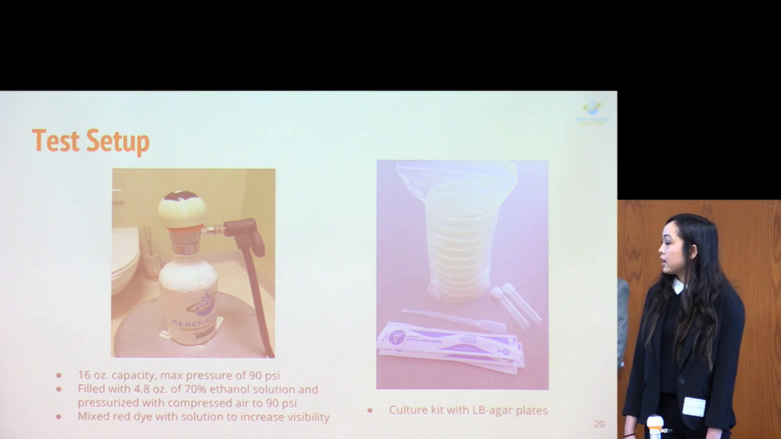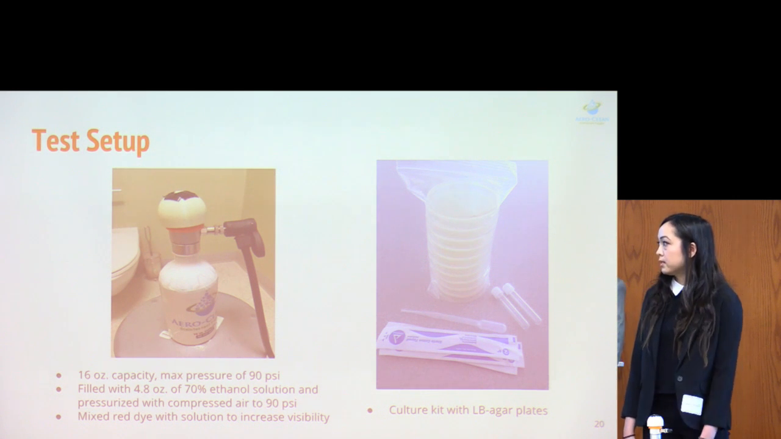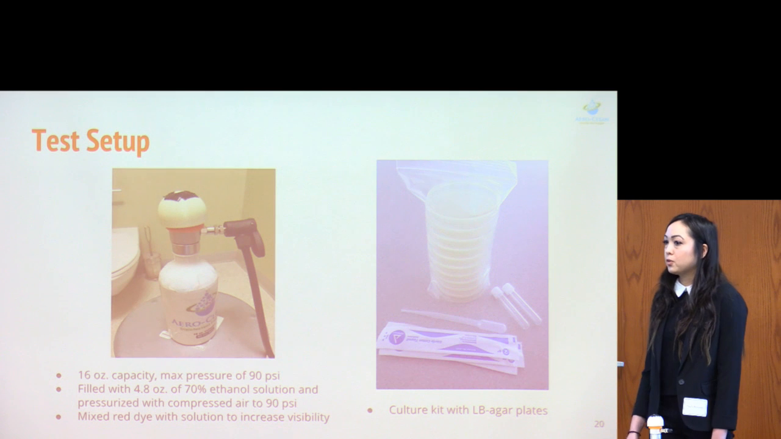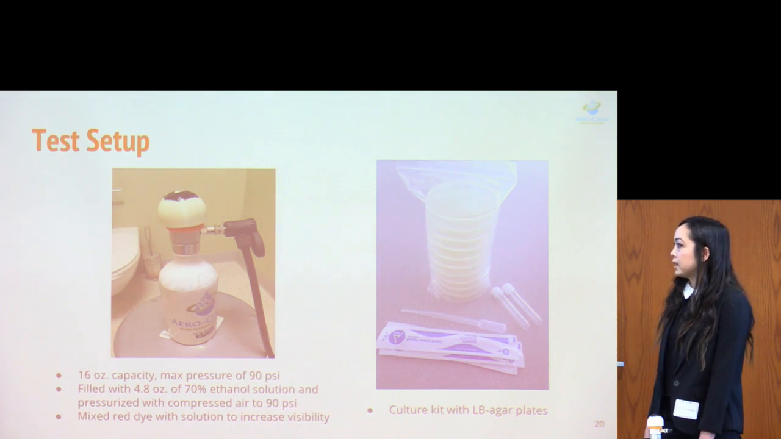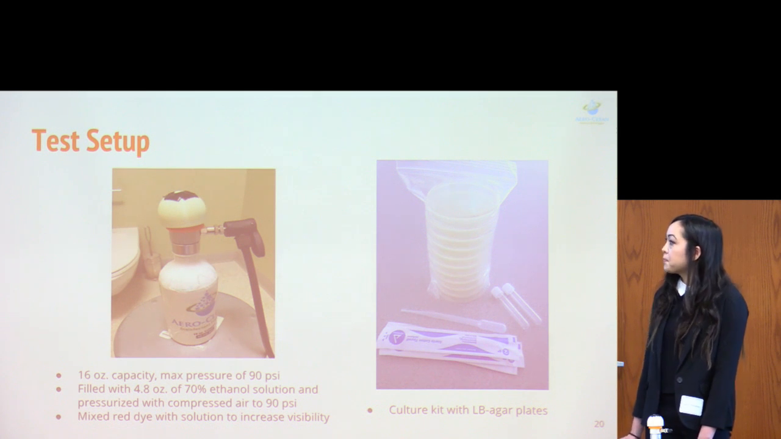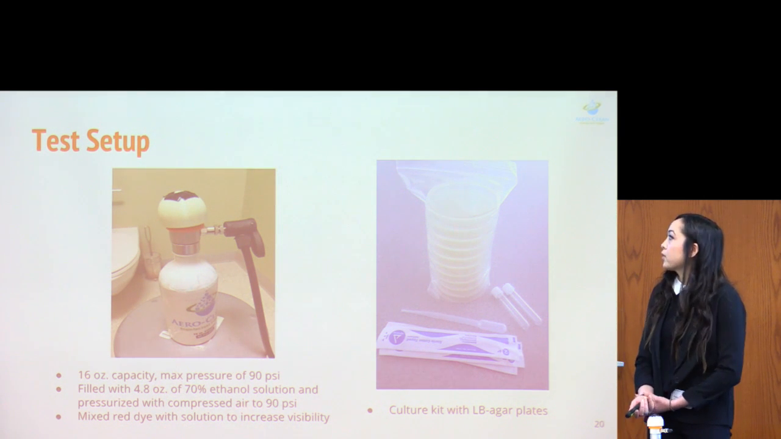This shows the setup of our test. We purchased a rechargeable 16-ounce capacity, max pressure of 90 psi aluminum aerosol can, and we filled it with 4.8 ounces of solution because we didn't have enough ethanol to do the full 8 ounces. We pressurized it with a bike pump and filled it with compressed air to 90 psi. We also added red dye to the solution to increase visibility when we sprayed it. And we 3D printed the cap design and also the threaded adapter to test it with our prototype.